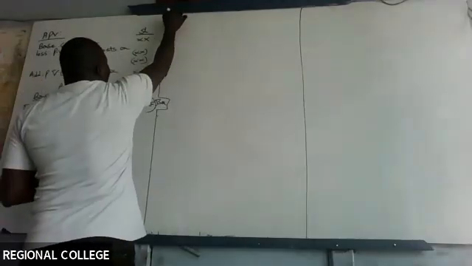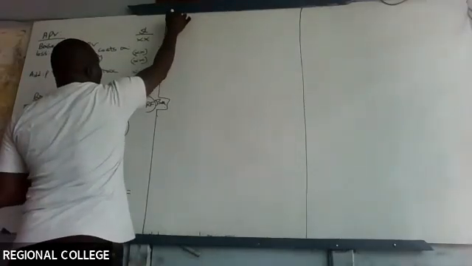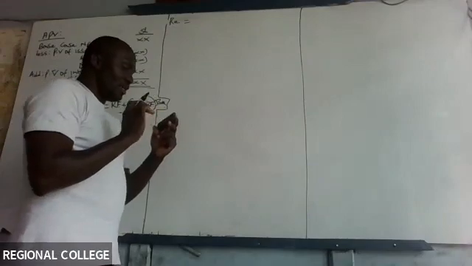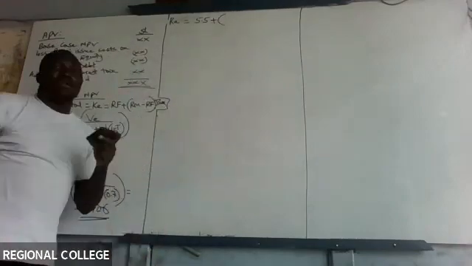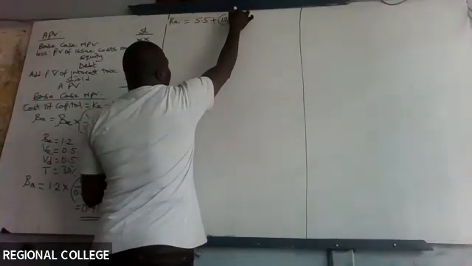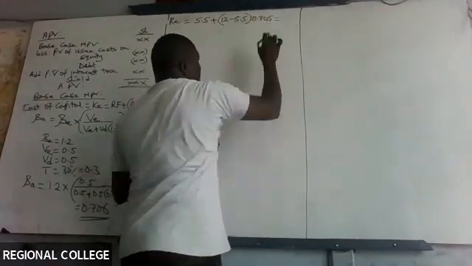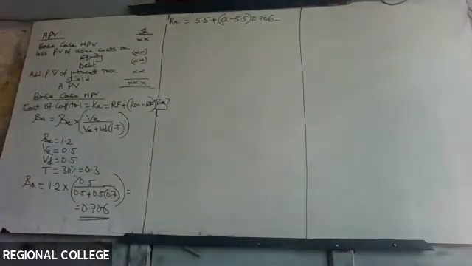Now we need to get our KE. Do you have the risk-free rate of return? RF is 5.5, right? So 5.5. The expected return on the market, 12, in the additional information, minus 5.5, then we multiply by the beta bar, which is 0.70706.